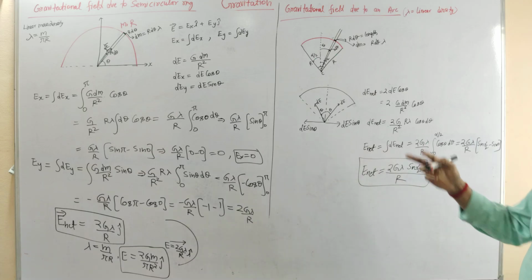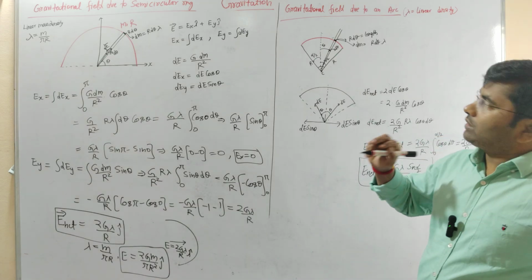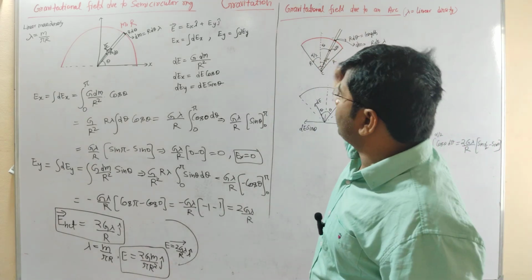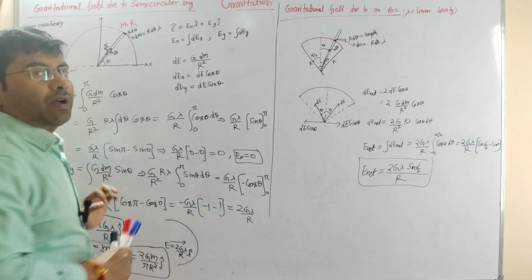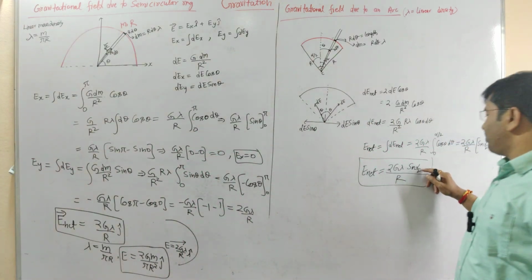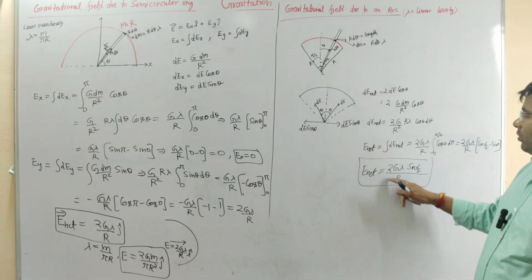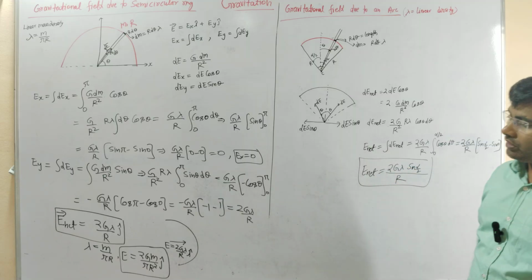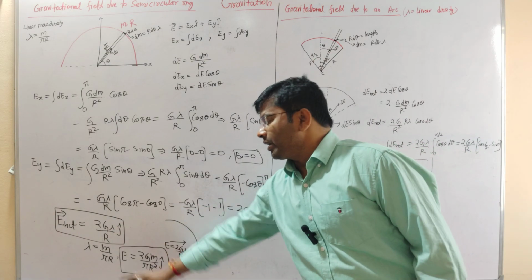For example, this one I am applying there. So what is in place of alpha? This complete angle is alpha. What is in place of alpha? 180. So put here 180. So sin 180 by 2, sin 90. So this value will convert into 2G lambda upon r. Same thing we have already got, 2G lambda upon r.